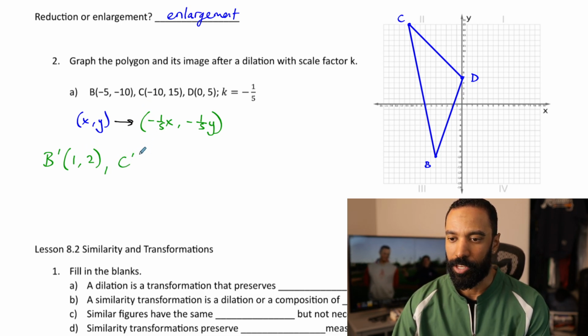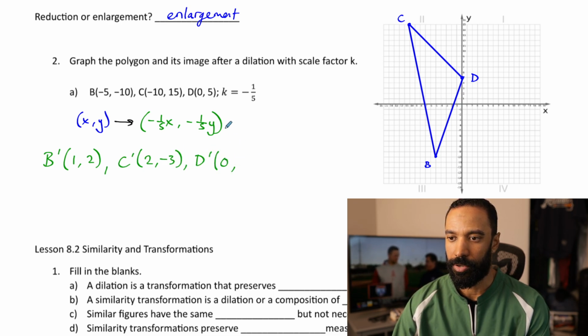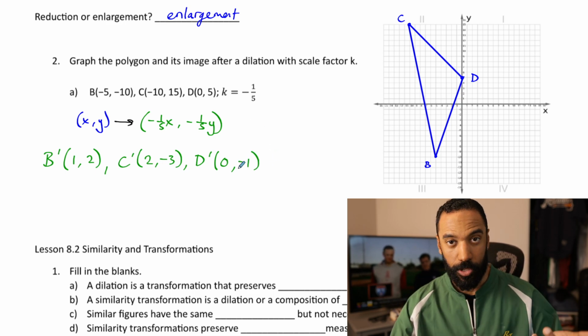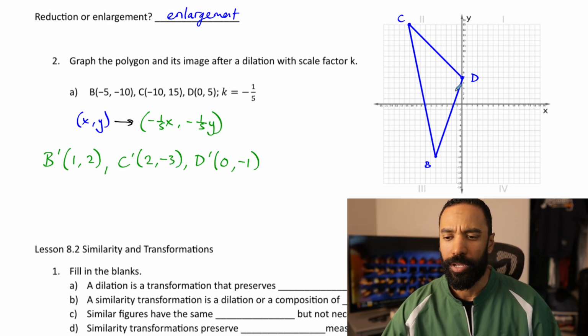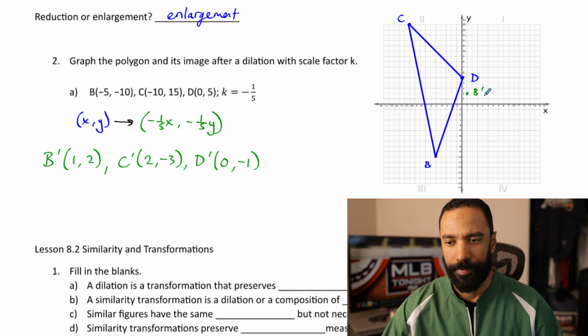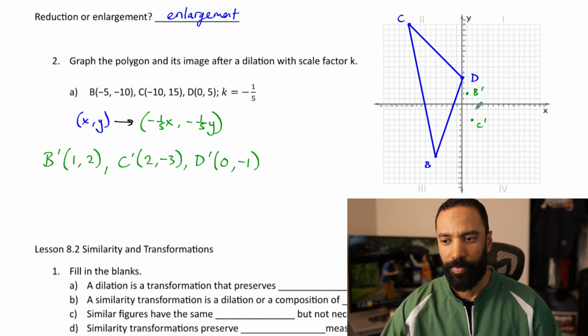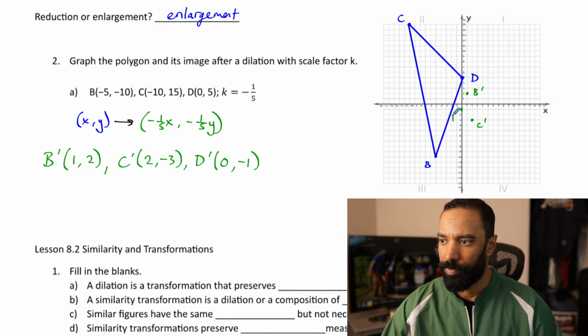C prime, divide those by -5 and we get 2, -3. And D prime, 0 over -5 is still 0, and 5 divided by -5 is -1. So let's plot those points, connect them, and we'll have the new object. So 1, 2 for B prime. C prime is at 2, -3. And D prime is at 0, -1.